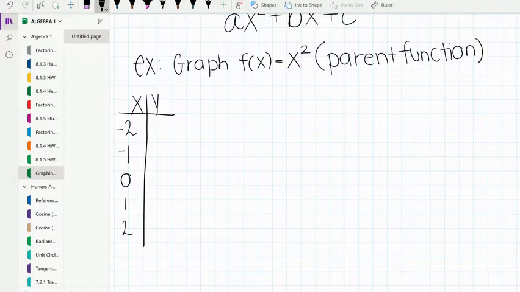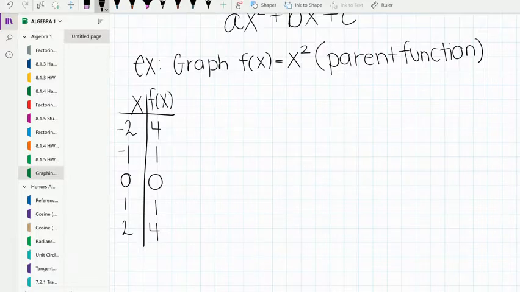When we plug in -2, you would plug it into your equation, -2 squared, and -2 squared is 4, because it's -2 times -2. When you plug in -1, -1 squared is -1 times -1, which is 1. When you plug in 0, 0 squared is 0. When you plug in 1, 1 squared is 1. And when you plug in 2, 2 squared is 4. And I should actually change my y to f of x, which is the output value.